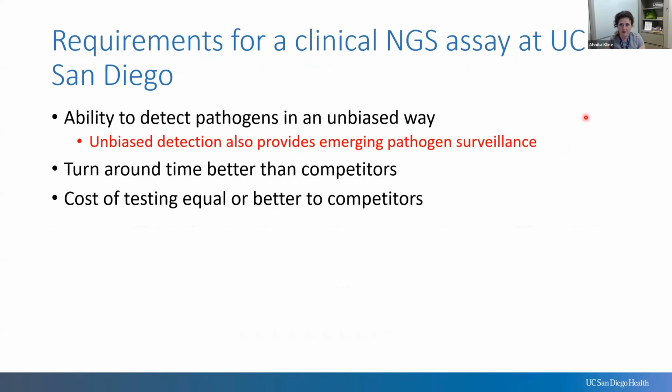So if we want to build a sequencing-based diagnostic at UC San Diego, we want the ability to detect pathogens in an unbiased way, because that also allows the opportunity to potentially find an emerging pathogen. We want our turnaround time to be better than our competitors, and we want the cost of testing to at least be equal or ideally better than those other existing sequencing-based diagnostics.